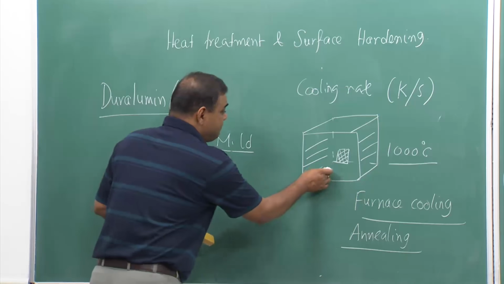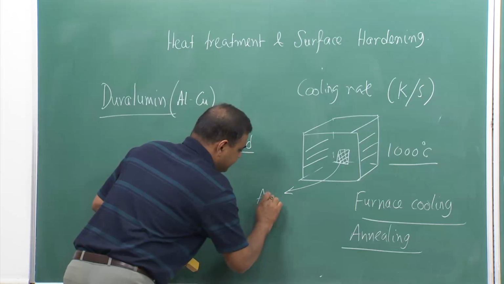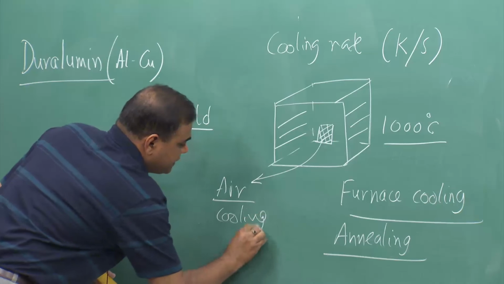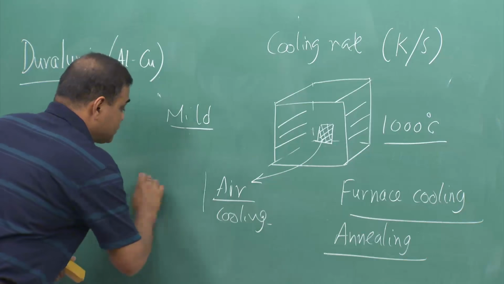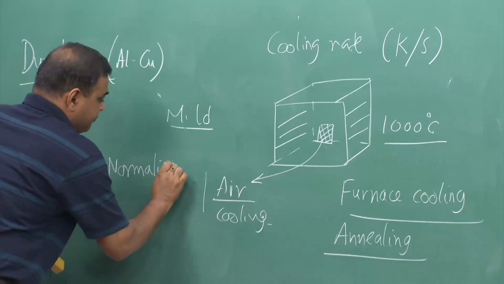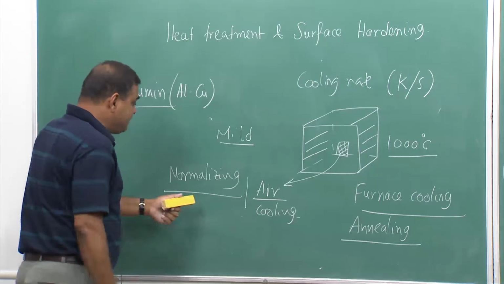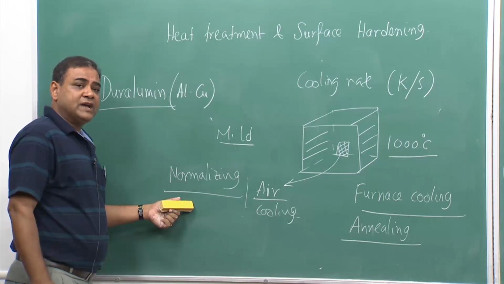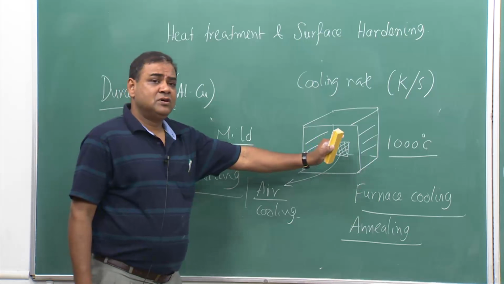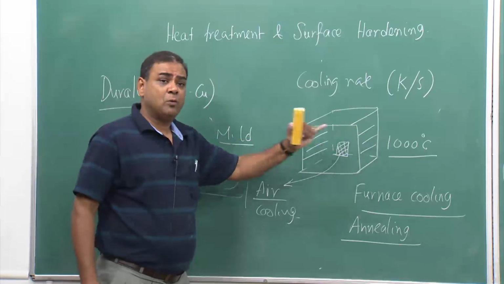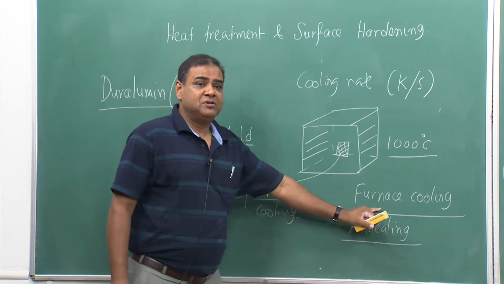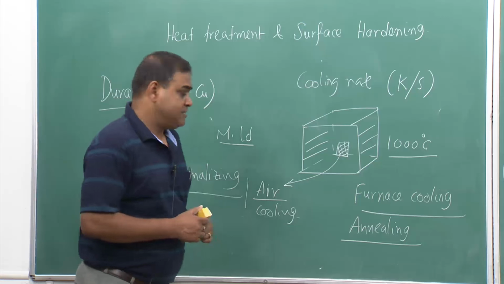So, that means if we take it to air, that time it is called air cooling. You will later know that this is also called normalizing. So, here also we are getting a bit faster cooling rate compared to the condition where the doors are open, and this is much faster compared to the furnace cooling where the door is closed.